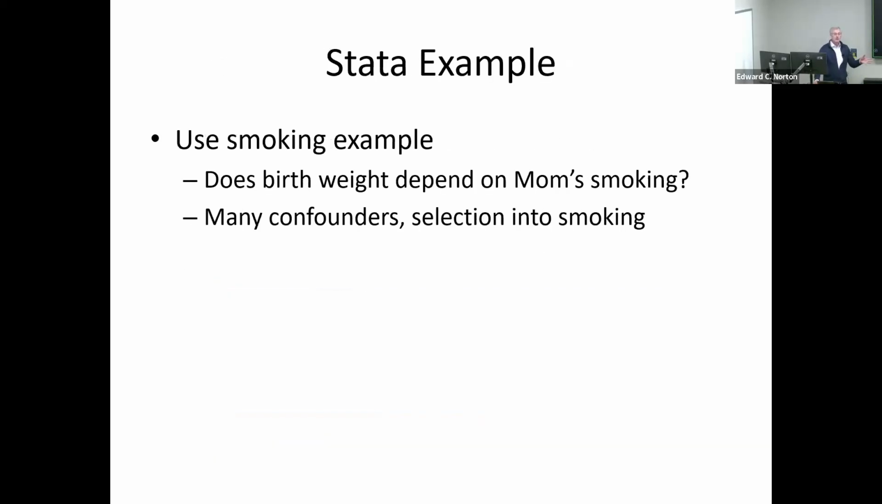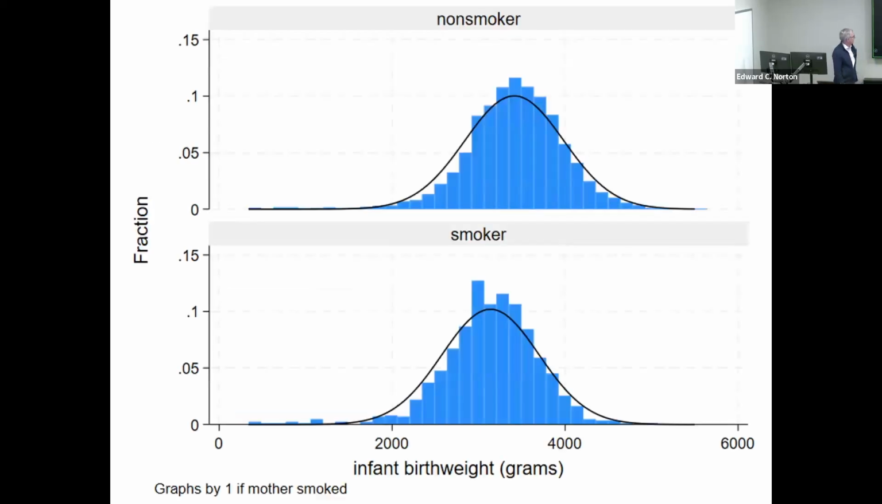Let's do an example, okay? In this case, we're not going to match on dementia or Alzheimer's. We're going to match on smoking. The outcome here is birth weight of a baby. And so the question is, does birth weight depend on mom's smoking or not? And we're going to have a bunch of confounders. So let's see how this works.